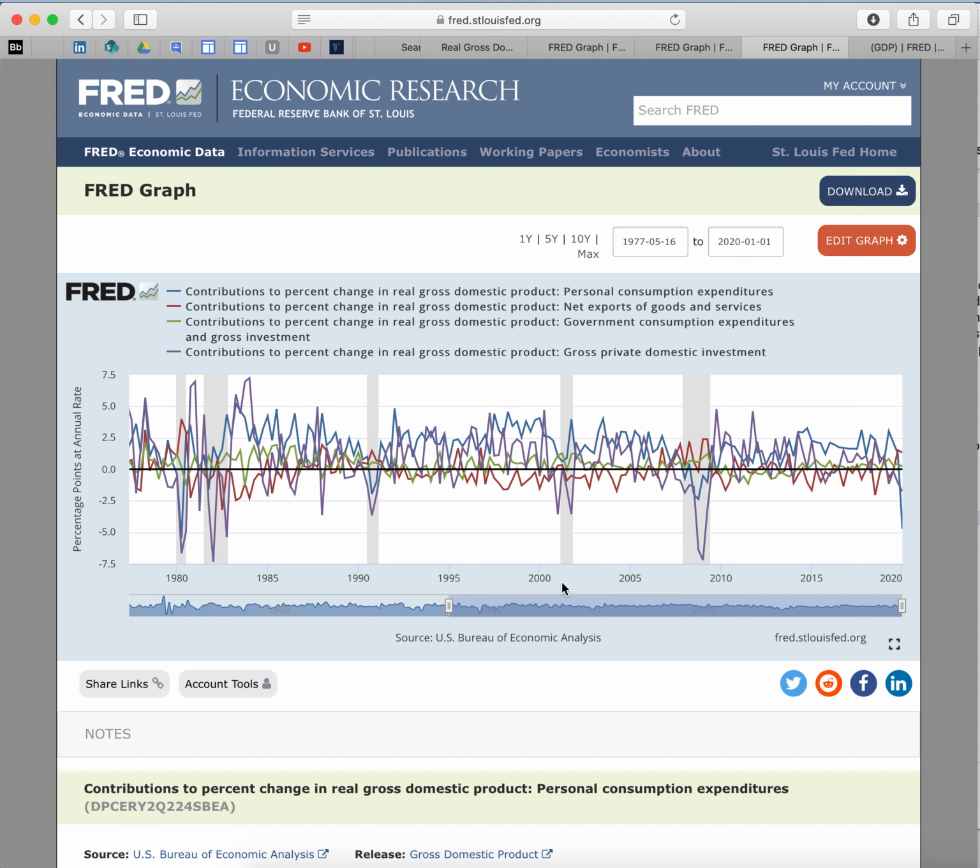Obviously, with the pandemic shutting down so many businesses, the primary effect here was on consumption first and foremost. So a little bit of a unique change there.